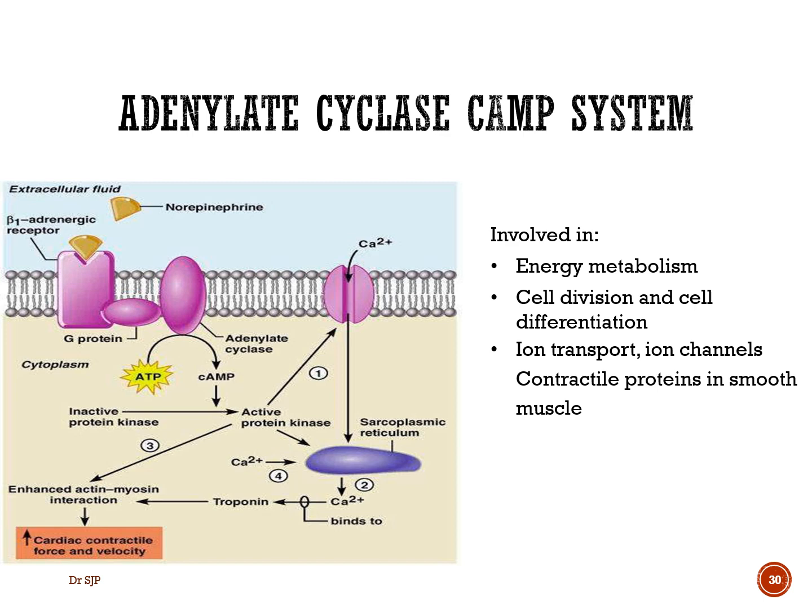Also, the adenyl cyclase or cAMP system is involved in energy metabolism, cell division and cell differentiation, ion transport and ion channels, and of course contractile proteins which are present in the smooth muscle. Now this was all about how the system works and how it is activated and how the response we get, right? But how will the adenyl cyclase system be inhibited?